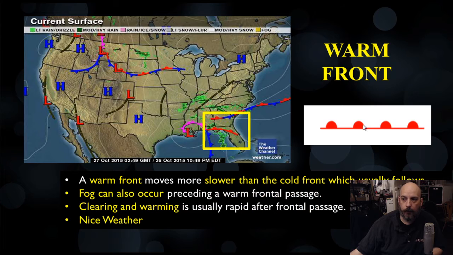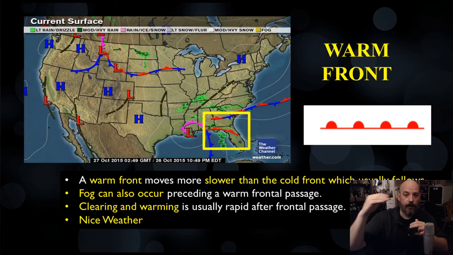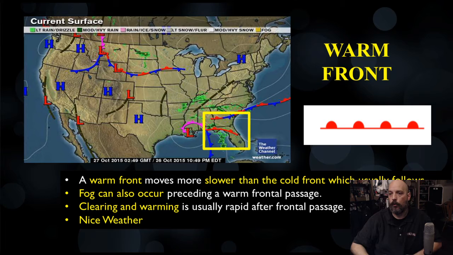Up next, we've got the warm front. Remember the warm front with the little yellow sunshines? I've got them in Florida, and they're just moving up. Warm fronts are slower than cold fronts. Cold fronts move a lot faster, warm fronts a little bit slower, and sometimes the cold front can overtake the warm front. But when you're dealing with warm fronts, it usually means clearing and warming skies, and it tends to denote nice weather.